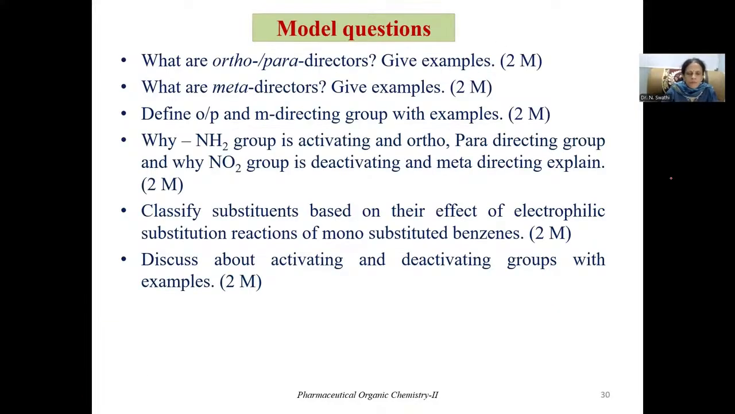So let us see a few important model questions from this particular topic. You can see these are some model questions. What are ortho-para directors? What are meta directors? Or define ortho-para and meta directing groups with examples. All these are 2 marks questions.